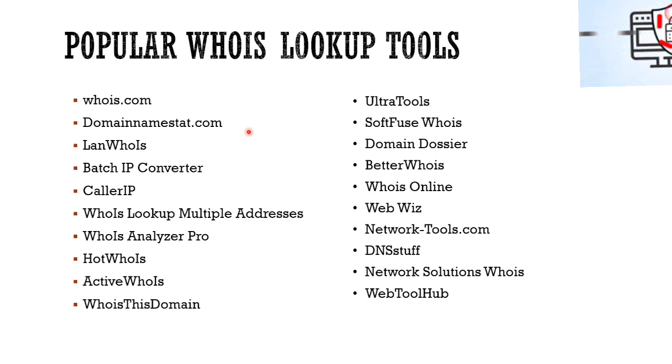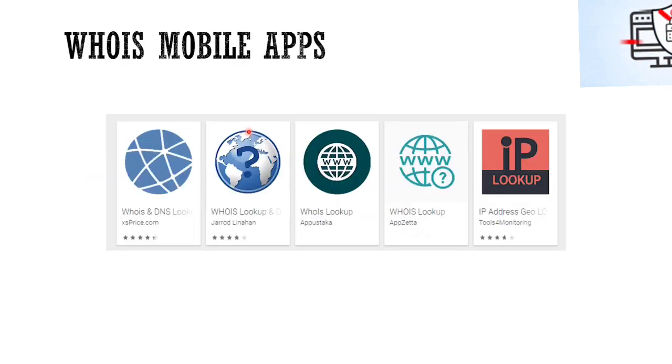And there are all sorts of tools. There are tools built into Kali. There are tools that you can download apps. There are websites, all kinds of Whois lookup tools. Here are just a few examples of mobile apps for Whois lookup. So that is using Whois, which is one of the first things we've always done when we've started our footprinting. And now, on to the next topic.